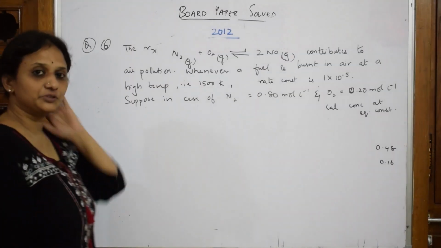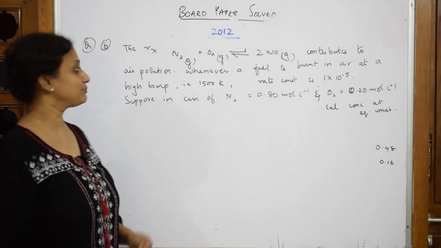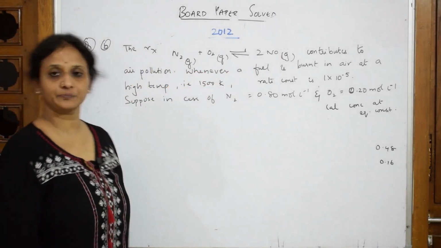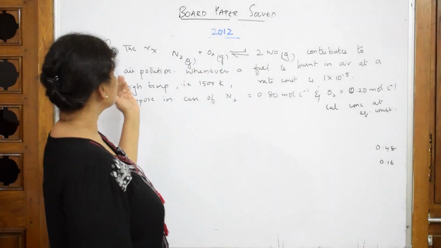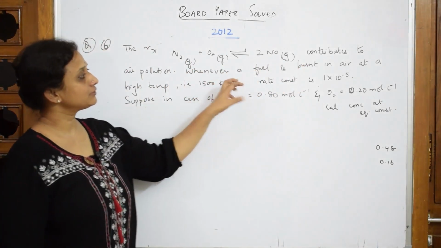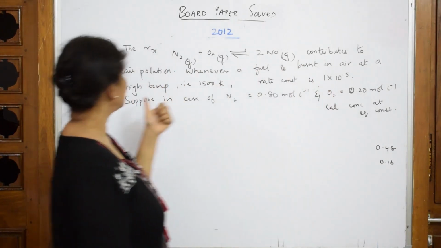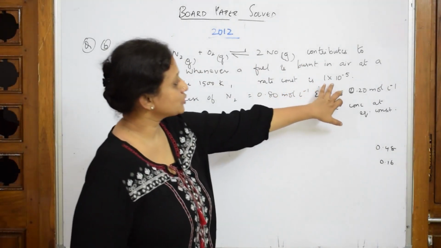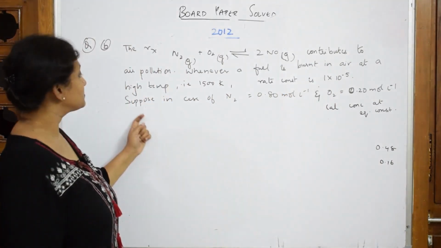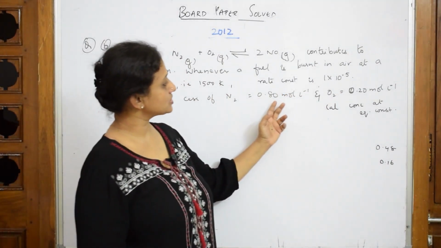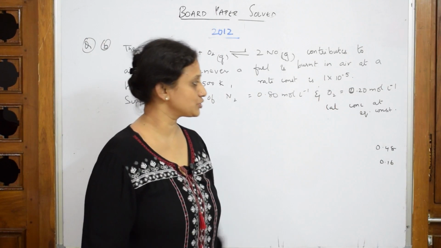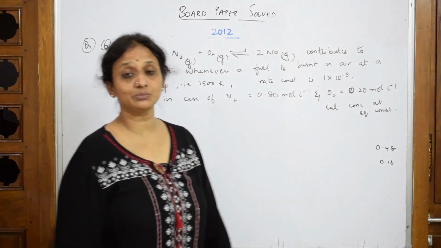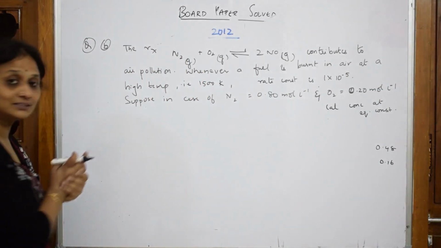Yes. So let us come back and solve this 2012 question. Now what did they give us? The reaction N2 plus O2 gives us NO, which contributes to air pollution. Okay, fine. Whenever a fuel is burned in air at a high temperature, that is 1500 Kelvin, the rate constant was found to be so much. Suppose in the case of N2 the concentration is so much and oxygen is 0.20. What should I calculate? I have to calculate the concentration at equilibrium constant. Okay. Let us first write the equation.